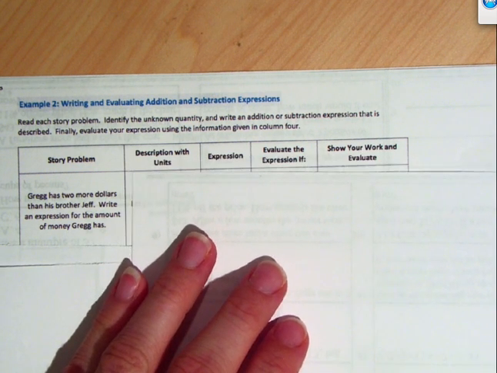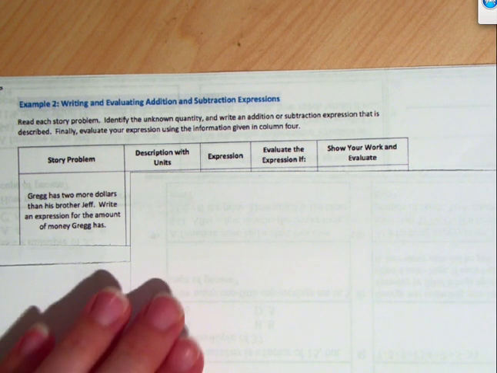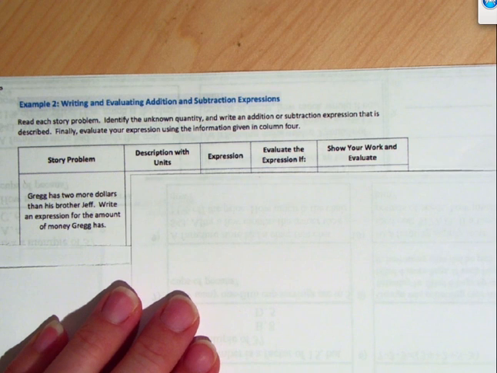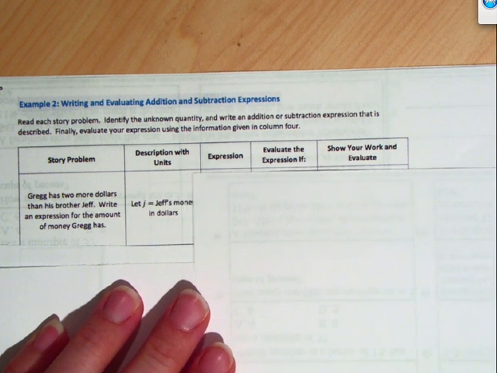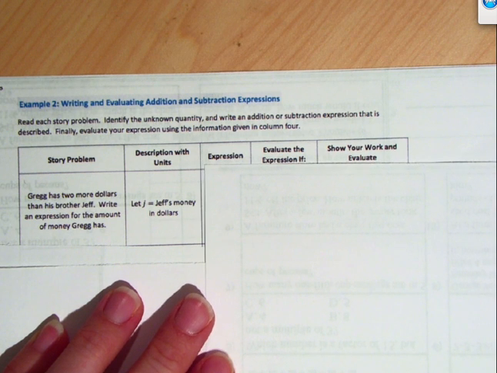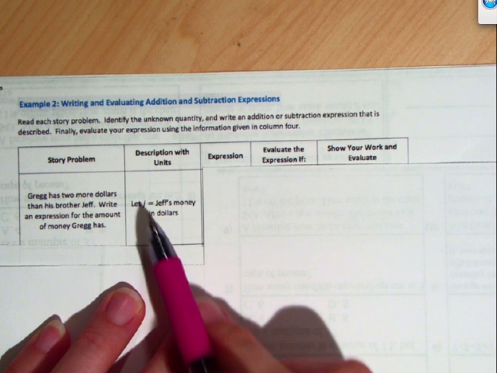Okay, first is the story problem. Greg has $2 more than his brother Jeff. Write an expression for the amount of money Greg has. Okay, so we're looking for Greg. We know Jeff, so we're going to describe let J equal Jeff's money in dollars. We got to say dollars. We can't just say Jeff's money, because it could be cents. We want it to be in dollars. We want to be very specific. So we're writing a variable for the one that we know.